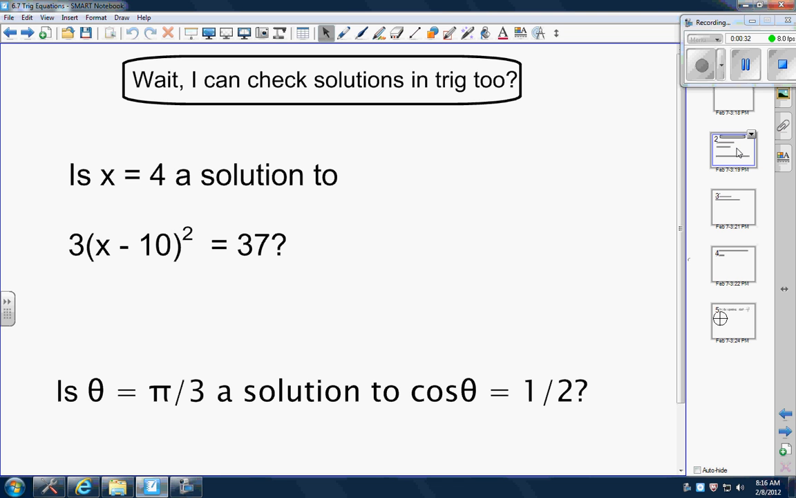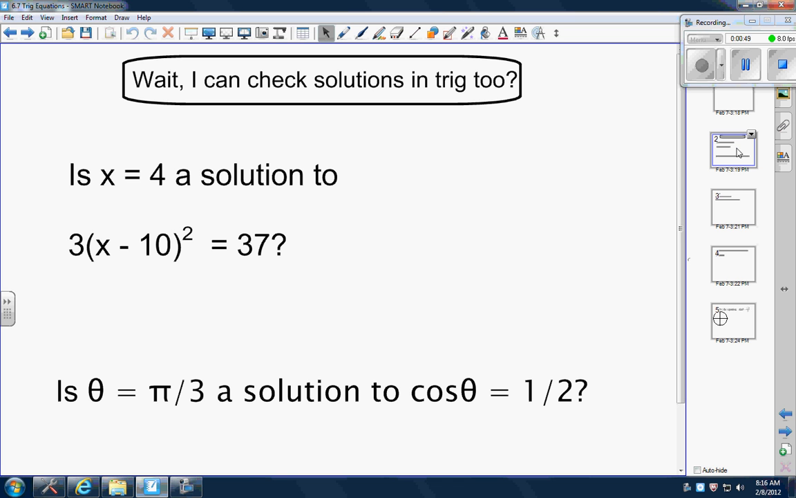So in algebra, we've always encouraged you guys to check your solutions. If you think 10's the answer, go plug it in, and both sides better be equal. You can do the same thing in trig, and you can make sure these things work. It's just a little bit tougher, and you have to have an understanding of the unit circle.